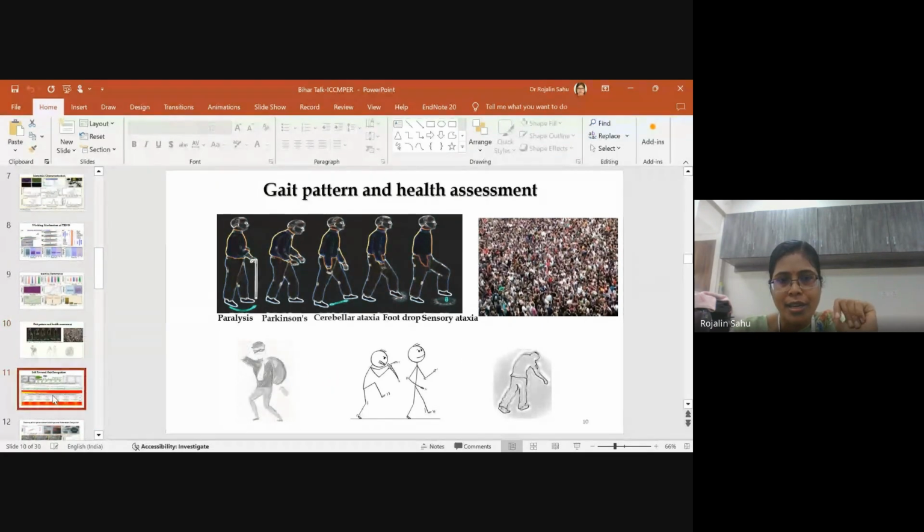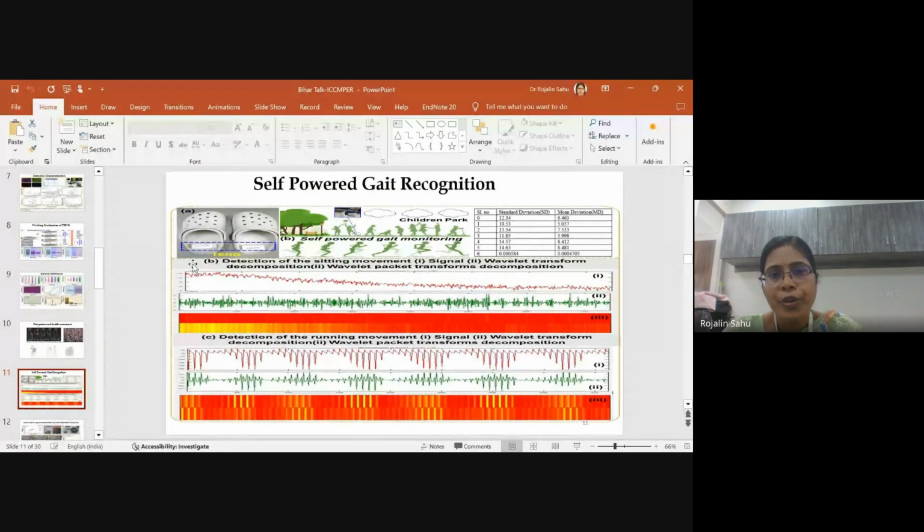So with this understanding, we have used the device in a flip-flop and given it to children playing in a park. And then we have the detection of the signal, and the wavelet comes from their movement. And here you can see this wavelet packet transformation. You can check the kids who are running and the kids who are sitting. The signal is different for both cases.